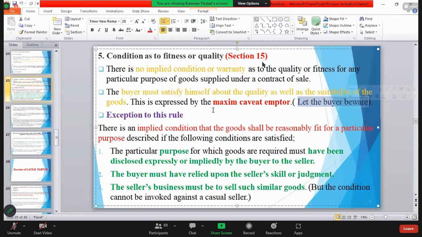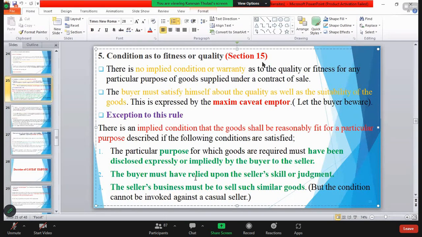There are some exceptions to this particular rule. If you buy something in a shop, you should understand whether the goods are fit for your purpose. For example, the particular purpose for which goods are required must have been disclosed expressly or impliedly by the buyer to the seller. If the buyer doesn't know anything regarding the goods and just expresses the purpose he needs them for, and he relied on the seller's skill and judgment, the buyer must have relied upon the seller's skill and judgment.